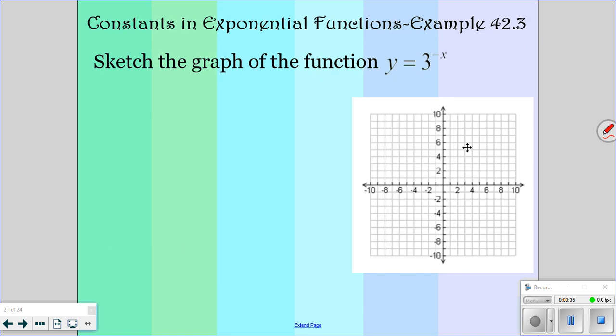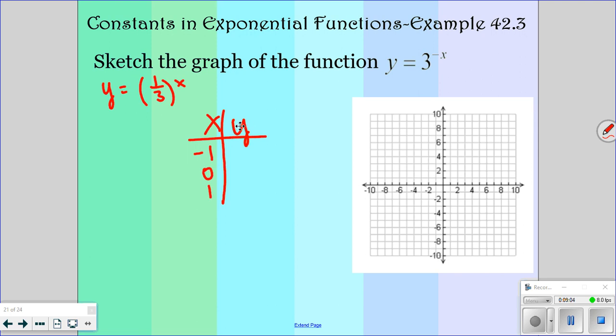So it wants us to sketch the graph of the function y equals 3 to the negative x. So that's the same thing as y equals (1/3) to the positive x. So you can change it to this form so that we don't have a negative in our exponent, or you can leave it like this. Either way, you're going to do an xy chart. And I'm going to pick -1, 0, and 1 to plug in.